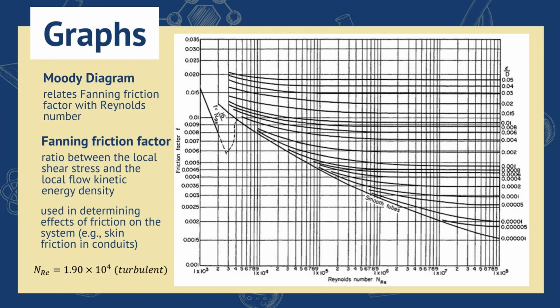With that, I'd still like you to try looking for the line corresponding to the Reynolds number we got previously. So you can pause the video before we proceed to showing where the line is. And here's where the line is actually located. And depending on the value of the roughness diameter ratio, you can get the value of your Fanning friction factor.